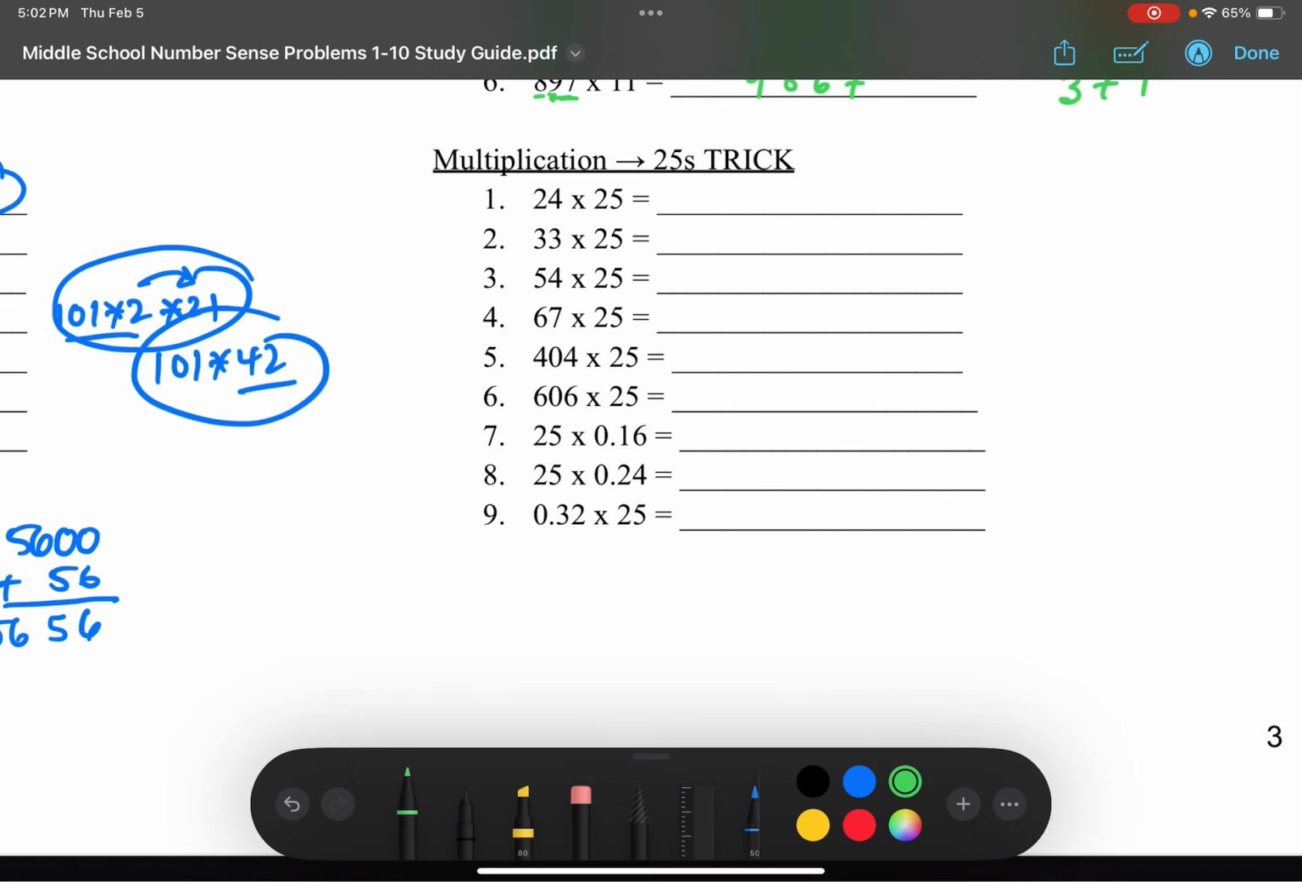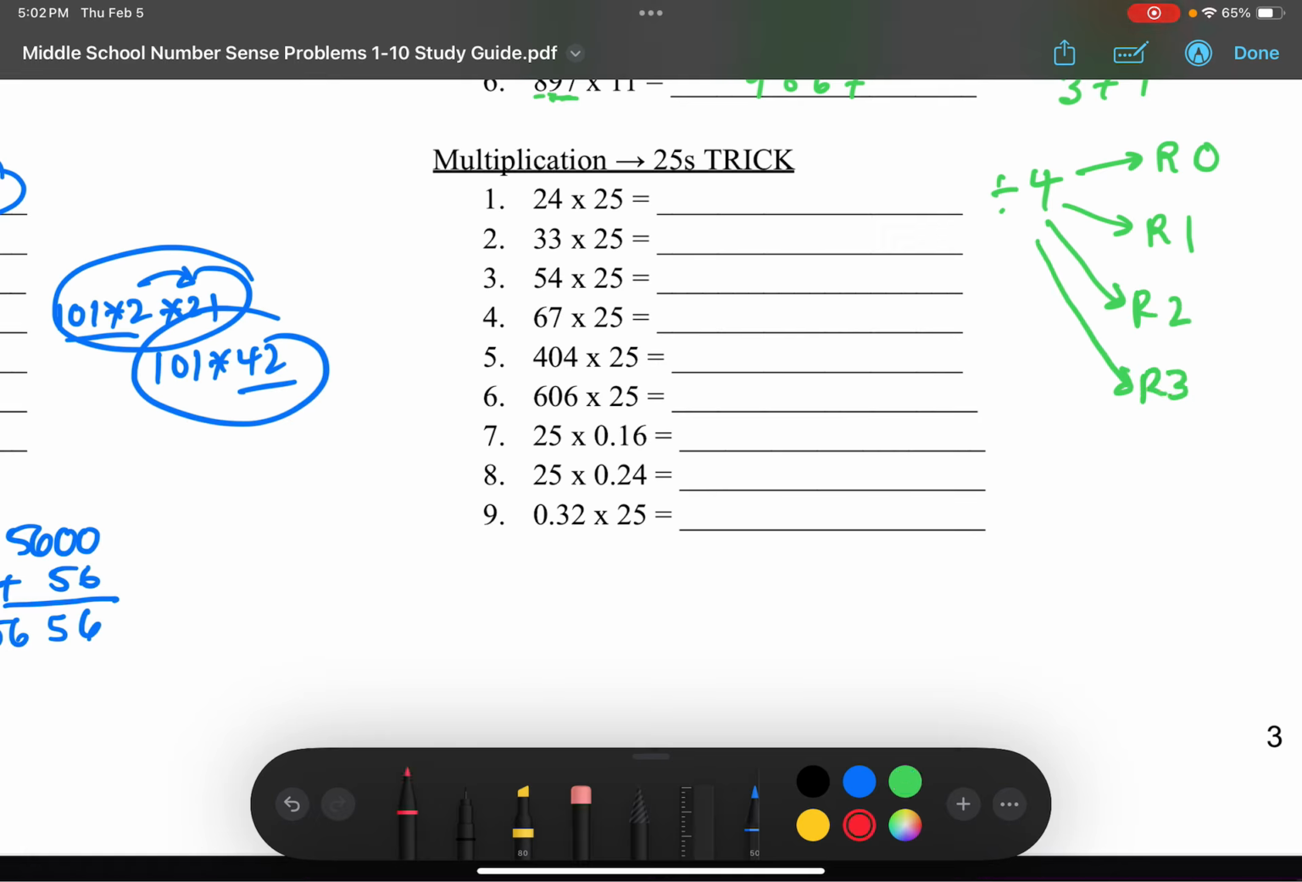All right, so for the 25's tricks, what we've got to think of is whenever we're dividing by 4, there are four things that can happen. When you divide by 4, you can have a remainder of nothing, a remainder of 1, a remainder of 2, or a remainder of 3.